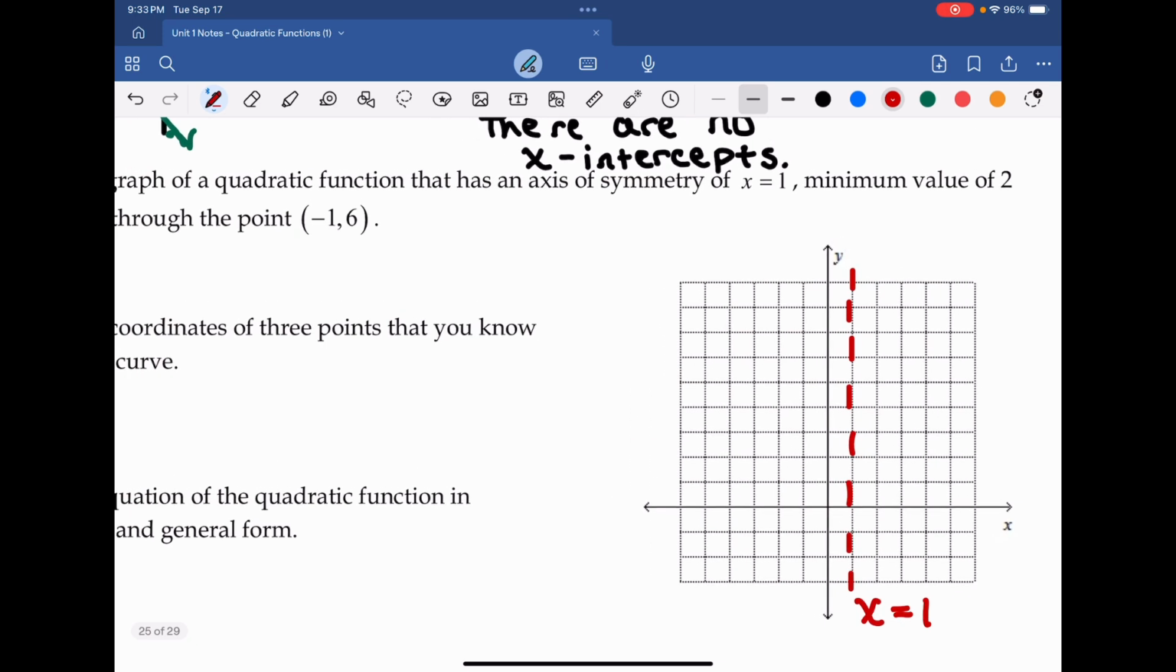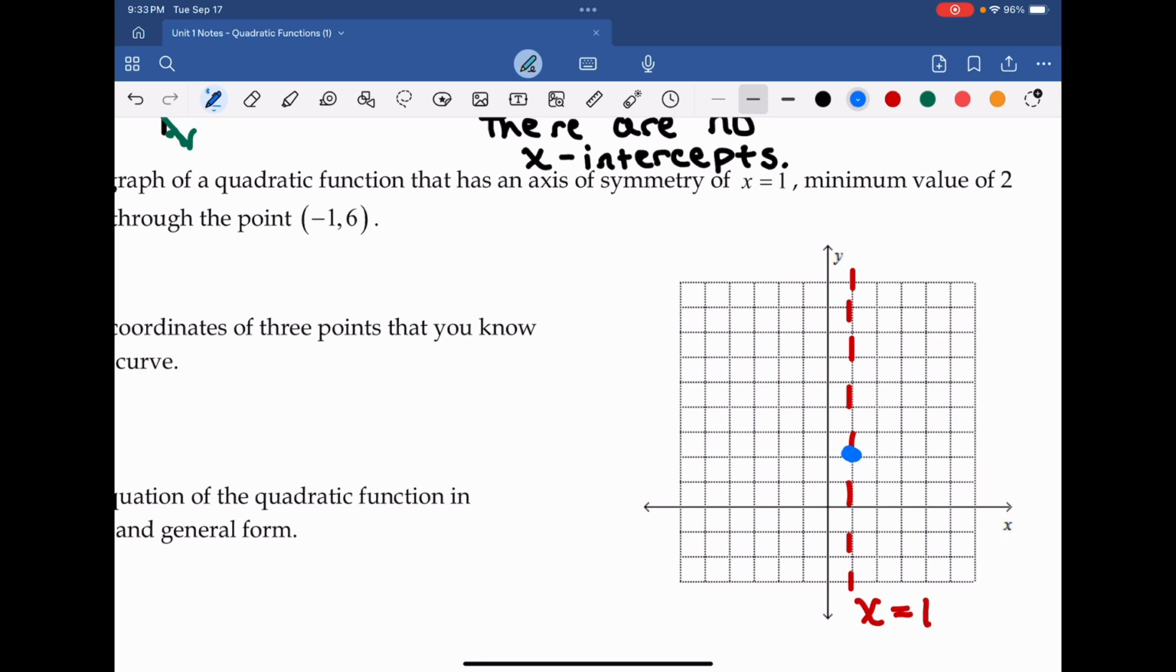They then say we have a minimum value of +2. Well, the minimum value actually occurs on this axis of symmetry because the vertex, whether it be a maximum or a minimum, occurs on the axis of symmetry. In this case, there's a minimum of 2. So we look at this and say 1, 2. We have our first point right here.